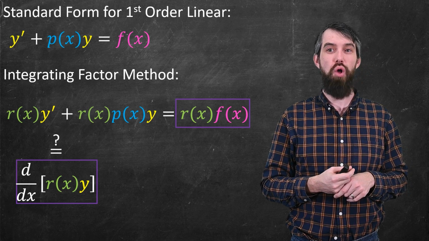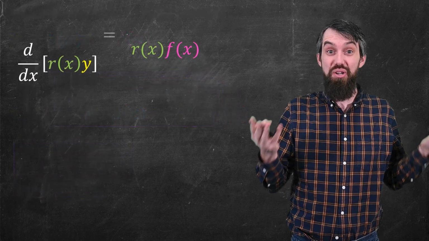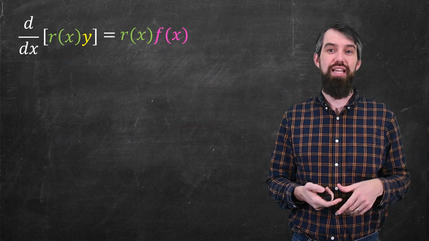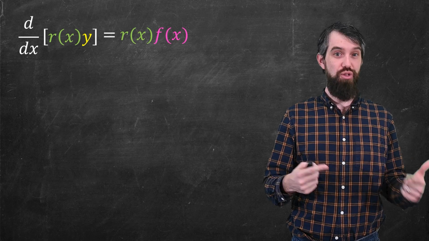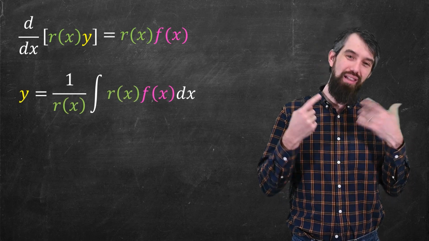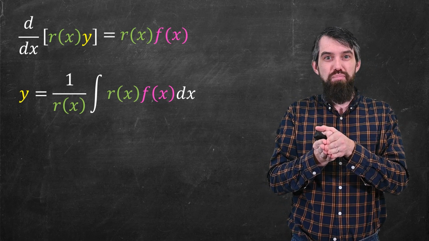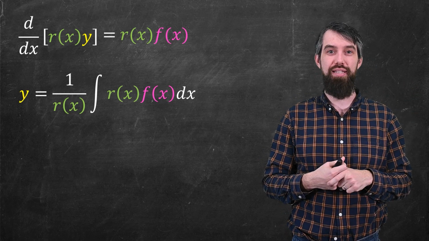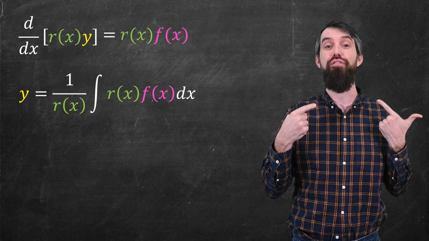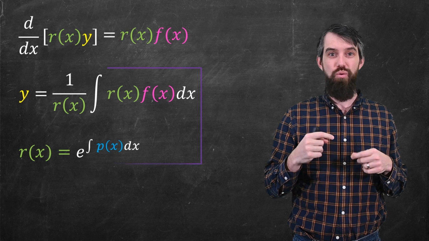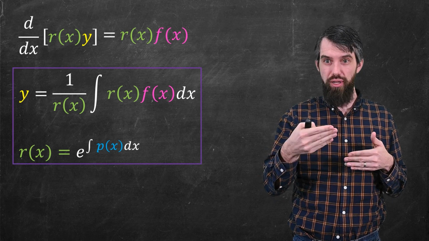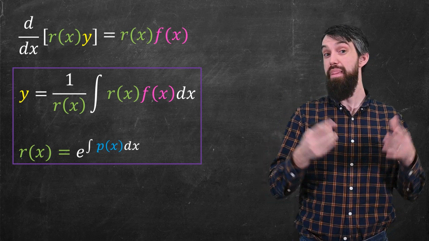So now I actually want to solve this equation. Well, I can do that. It's just a derivative on the left. Indeed, that was the whole point. I can now just integrate this. So what do I get? Integrate both sides, and you get an integral of r of x times f of x. On the left, it was r of x times y, so I need to divide out by the r of x. Final answer, y is 1 over r of x, and then the integral of r of x times f of x, where that r of x is the thing we computed previously, e to the integral of p of x dx. And that's my answer.